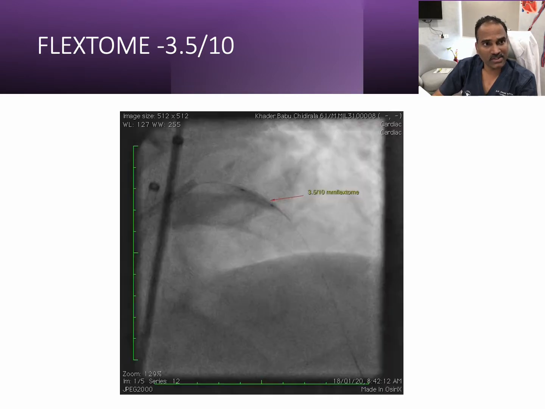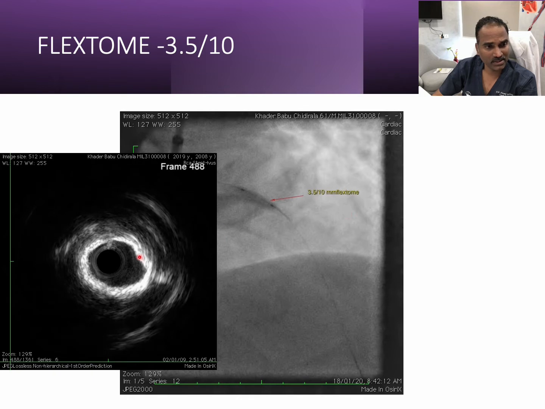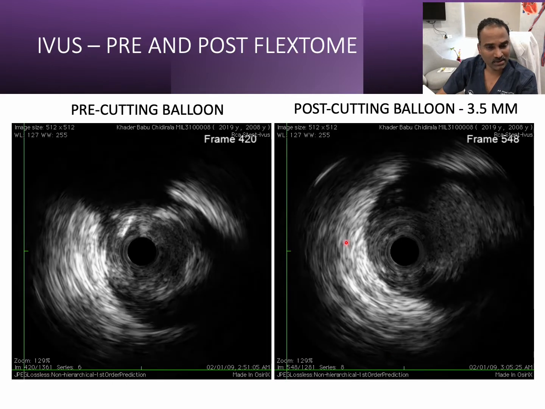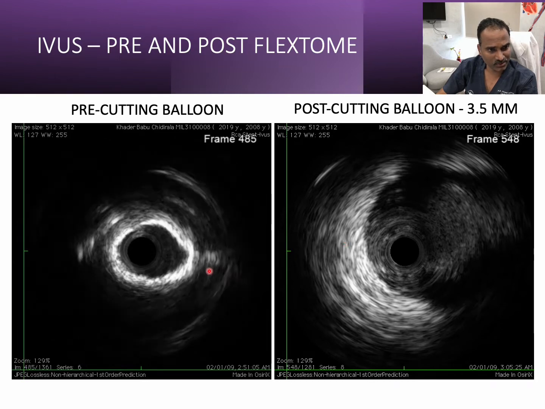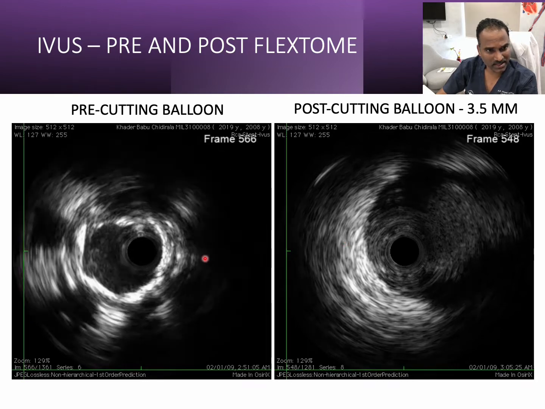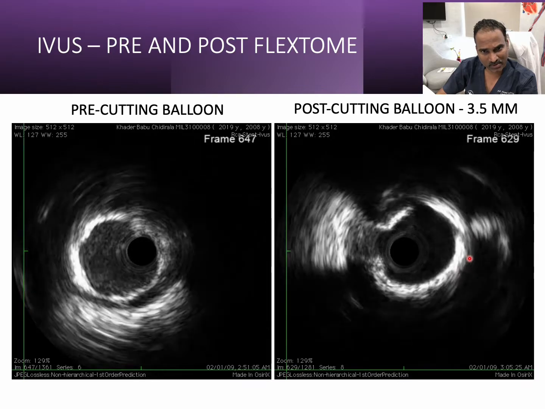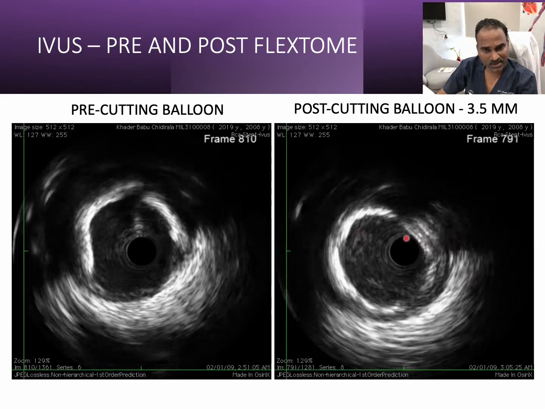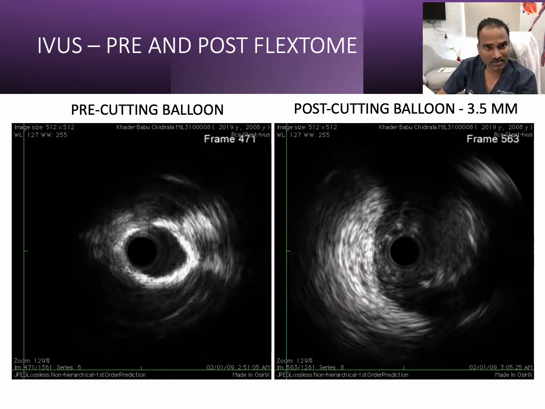Yeah, as there is circumferential calcium as shown in IVUS, we went ahead with a Flextome 3.5 by 10 millimeter. So you can see here this is a circumferential calcium at the site of the lesion, but it's very discrete, and you can see after Flextome there is a good cut within the calcium, which you can appreciate in these IVUS videos too. You can see this is a circumferential calcium, and you can also see how well the Flextome gave cuts into the calcium, and there is a good luminal gain after Flextome.